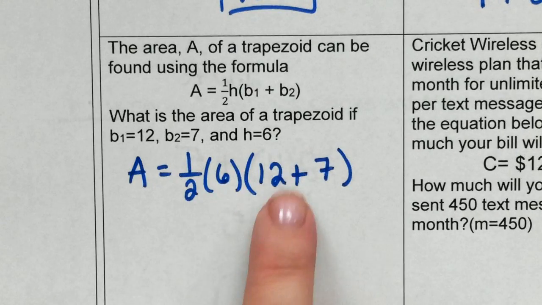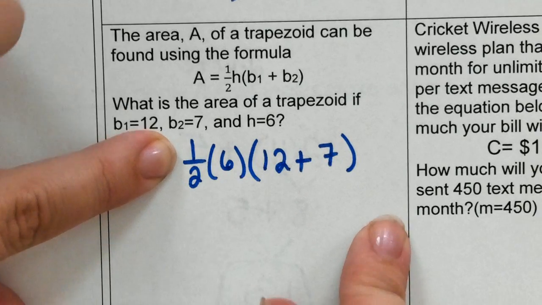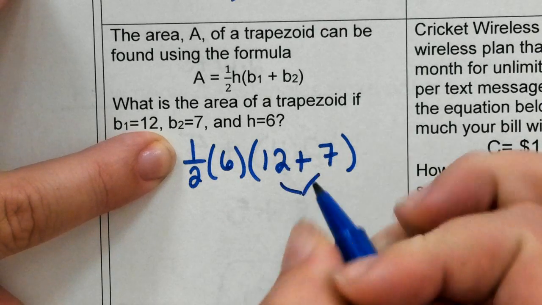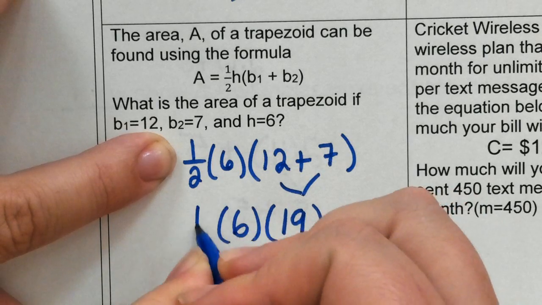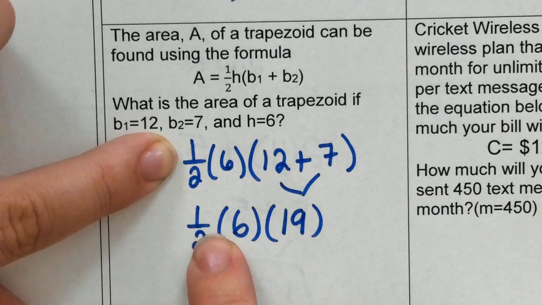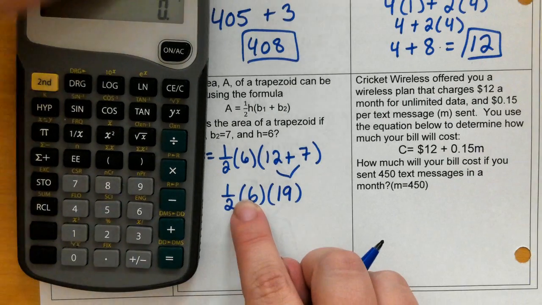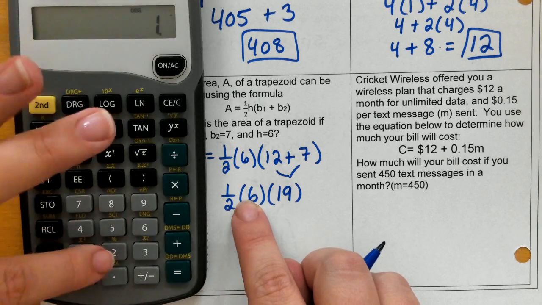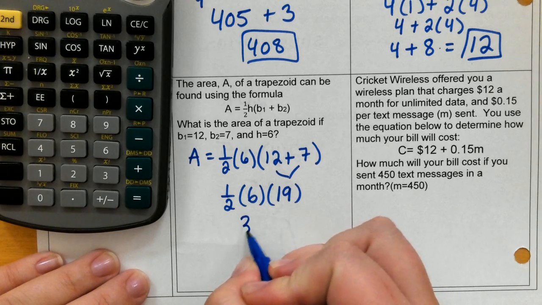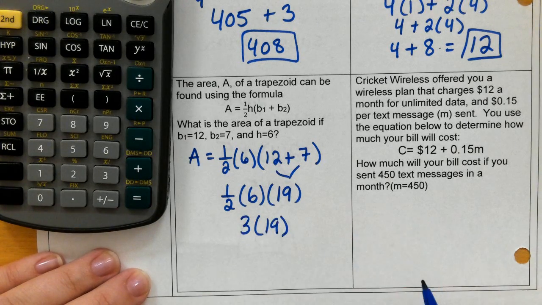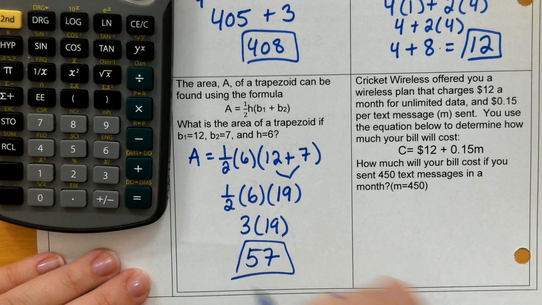And so now we're just going to simplify this expression. We're not going to worry about the A. Here we have grouping, so we're going to do that grouping first. And copy down the rest. Here we have 1/2 times 6, which if we do that in our calculator, we can do it math burpee style. 1 divided by 2 times 6. That's going to be 3. And then 3 times 19 is 57. So that's our answer.